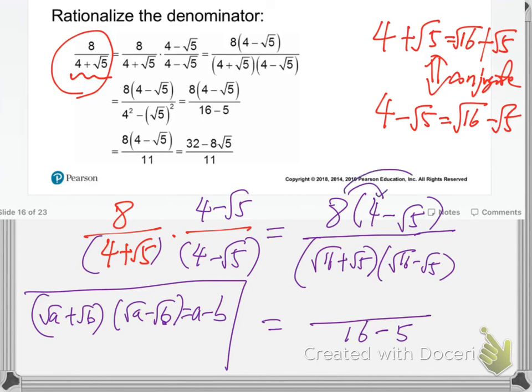Numerator, distribution rule. 8 times 4 is 32. 8 times negative radical 5 is negative 8 radical 5. So the answer is 32 minus 8 radical 5 over 11. Just use its conjugate. That's our second method to get rational expressions, to get a better denominator.